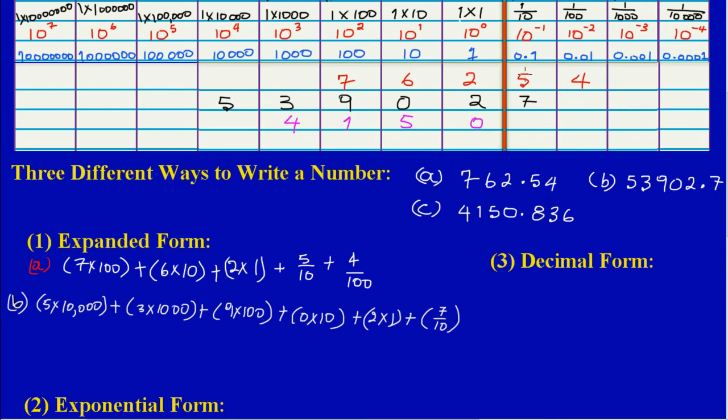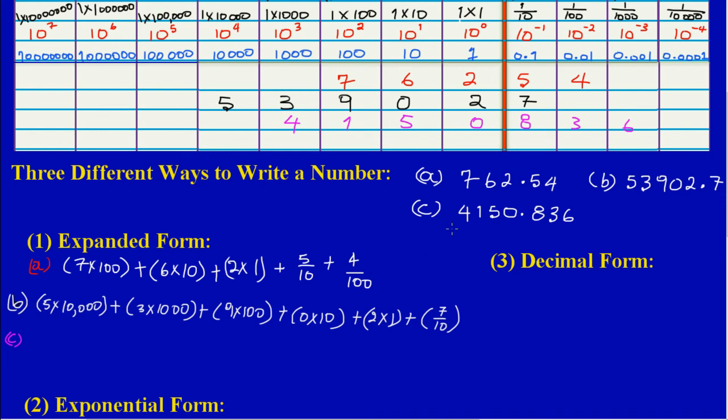Across my decimal point now, in my tenths column I would have an 8, in my hundredths column I would have a 3, and in my thousandths column I would have a 6. Good. So again, for part C, I'm just going to simply rewrite this information as is.